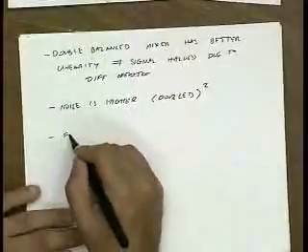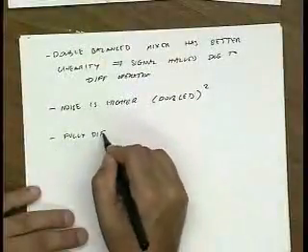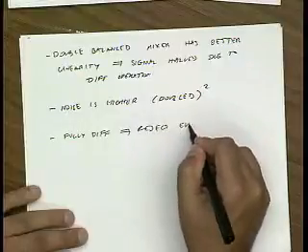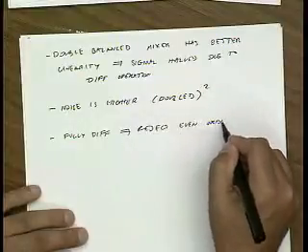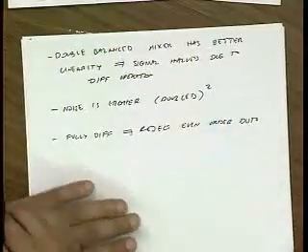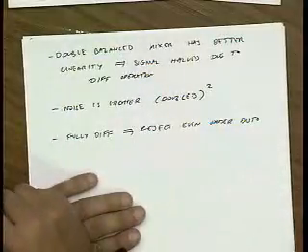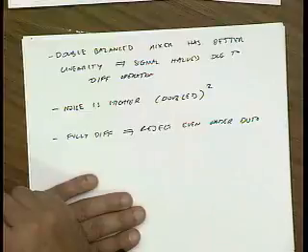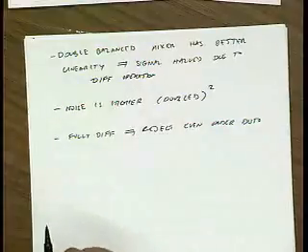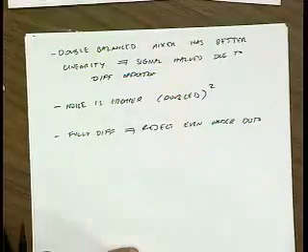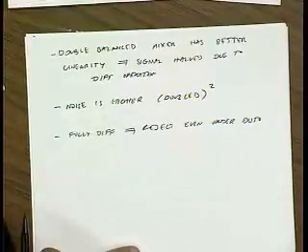Also, because this is fully differential, we can reject even order distortion, which is very important in a low IF or direct conversion receiver. Okay. Questions or comments? All right.